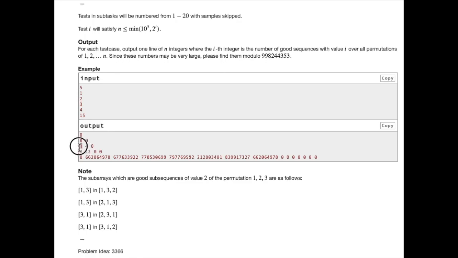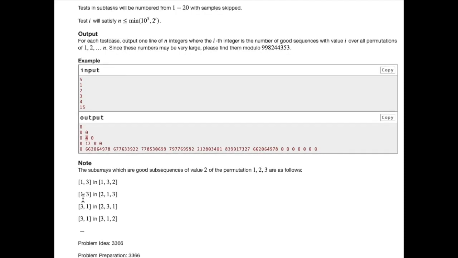The first result means x equals 1, the second result means x equals 2, and the third result means x equals 3. So let's take a look at x equals 2, in a permutation of 3. So 1, 3 is one of the good subarrays in 1, 3, 2, because when you add 1 and 3 and divide by 2 it will be 2. And 1, 3 again, but from a different permutation. And 3, 1, we will just sort this subarray and then it will be the same as 1, 3, and 3, 1 again, but from a different permutation. So in total, there are 4 good subarrays.